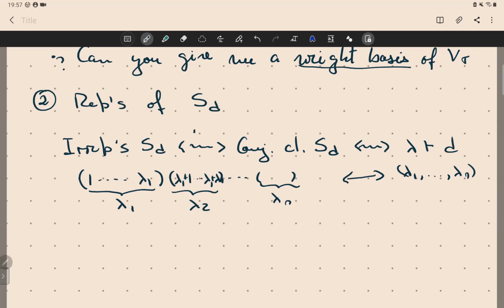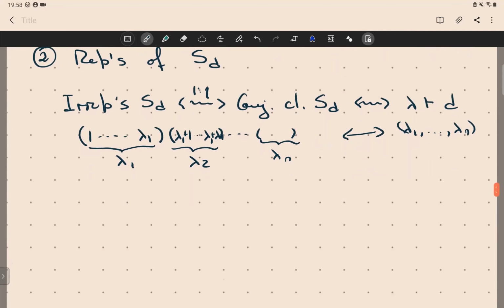Now, this is not purely abstract, right? It's not true that for every group there is a bijection between irreducible representations and conjugacy classes. We just know that there are as many of one as of the other. But for S_d, we have a construction that will associate to each lambda, so to each conjugacy class, an irreducible representation. And this is very particular for the symmetric group S_d. I'm just going to quickly recall how to do it. Say that my partition is 4, 2, 1.